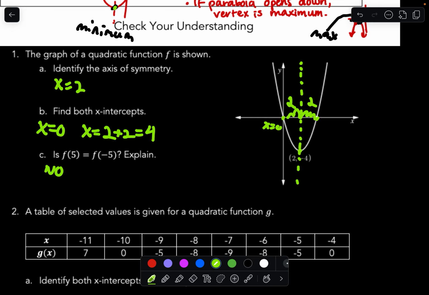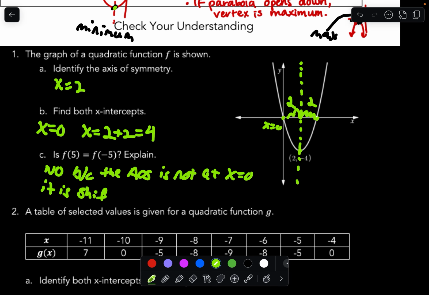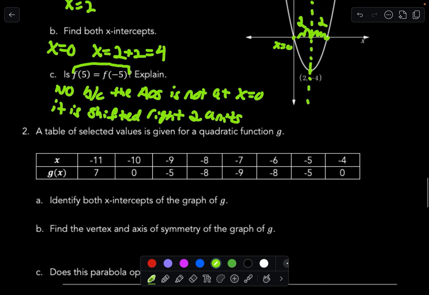Is f of 5 equal to f of -5? No, not at all. Because the axis of symmetry, the line the graph is symmetric across, is not at x equals 0. It is shifted to the right 2 units. This is only true if the axis of symmetry is at x equals 0. All right? So there you go.